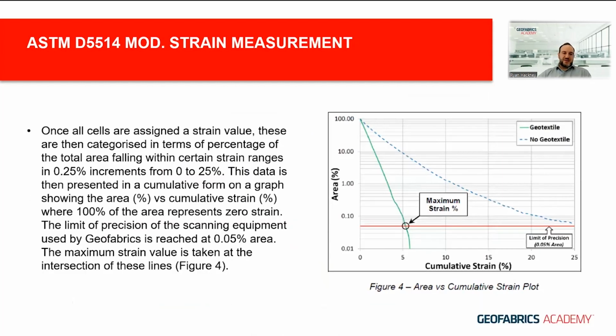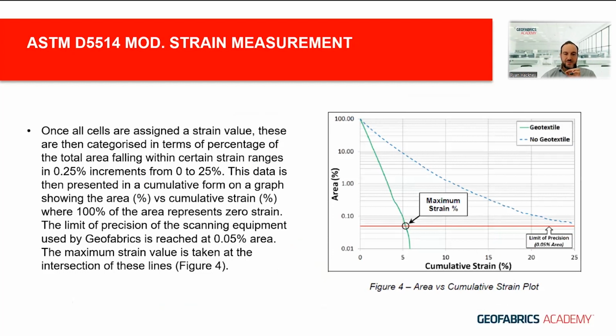Once the cells have been assigned that strain value from that measurement methodology, these are then categorized in terms of a percentage of the total area, in strain ranges of 0.25% increments between 0 and 25%. This data is then presented in a cumulative form on a graph that you can see on the right, showing the percentage of area versus that cumulative strain, where 100% of the area represents 0 strain.